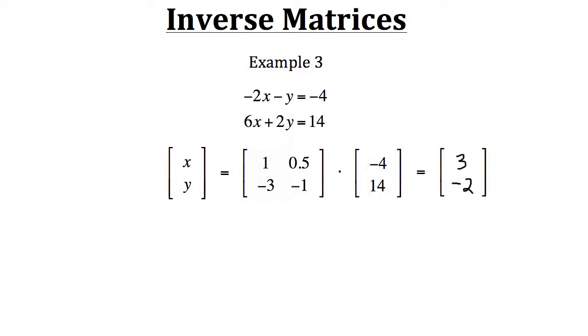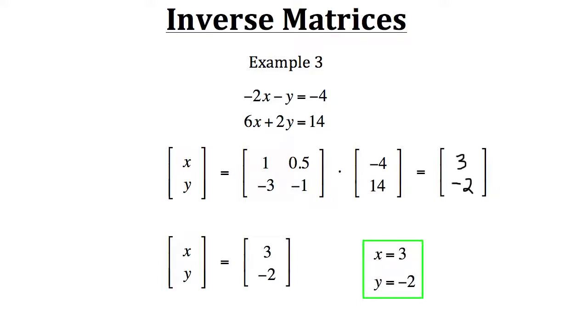So in the end, when we solve for our variable matrix containing x and y, it turns out that the values end up being this resulting matrix here. So x is going to be 3 and y is going to be negative 2. That would be our solution for this particular system of linear equations. And that wraps up our tutorial.